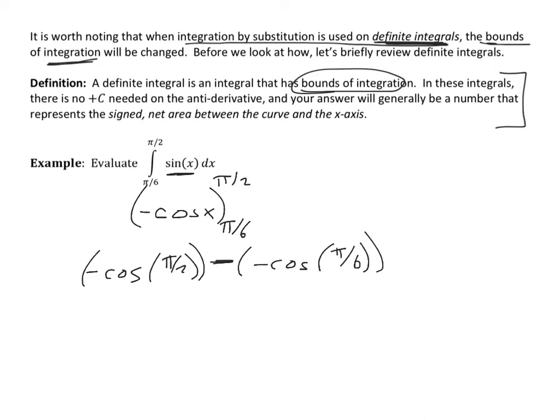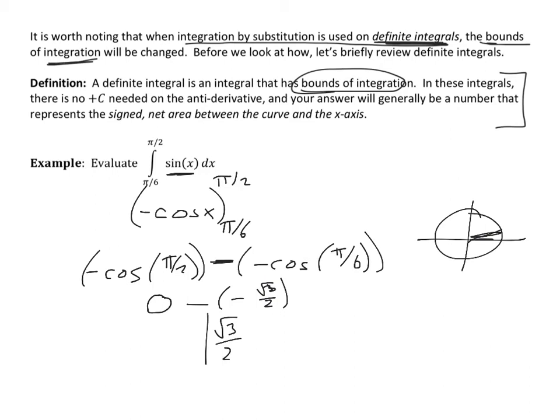Okay, so the cosine of pi over 2 is 0, so this is 0 minus a negative, and then the cosine of pi over 6, on the unit circle, pi over 6 is this one over here. Cosine is the x value, and that's a large value, so the square root of 3 over 2. So this answer is the positive square root of 3 over 2.